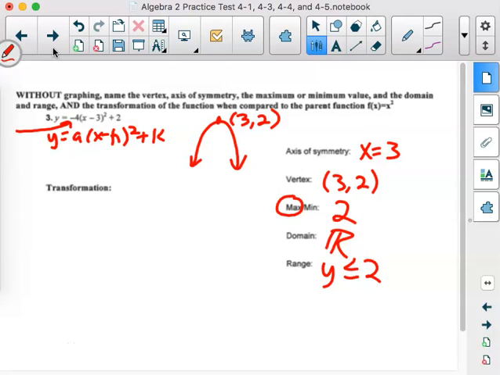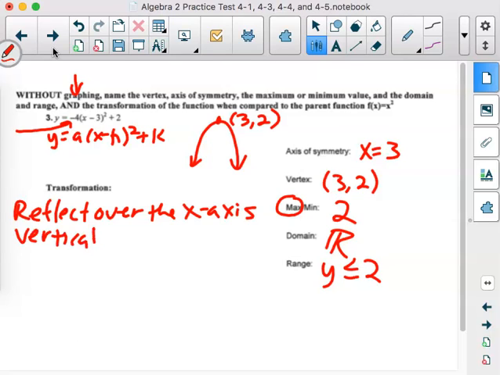Now transformations, that's where we have to describe all of the numbers that show up in this formula from left to right. So the first thing we encounter is a negative, and that means we will reflect over the x-axis. And then we see a 4, and we know that if a is greater than 1, that's going to be a vertical stretch. So vertical stretch, factor of 4. If it's a fraction between 0 and 1, then it's a vertical compression.